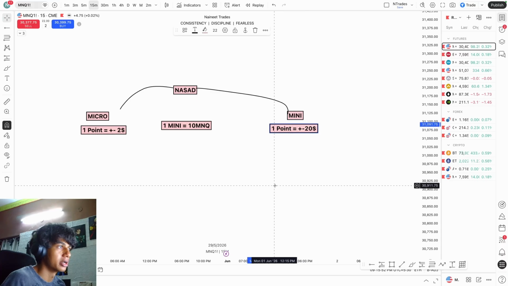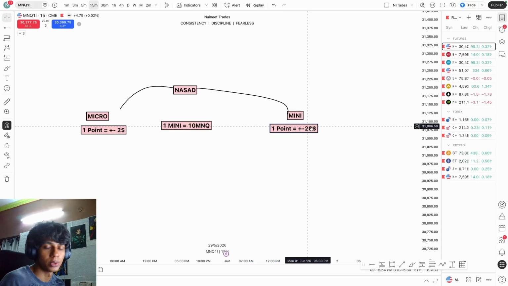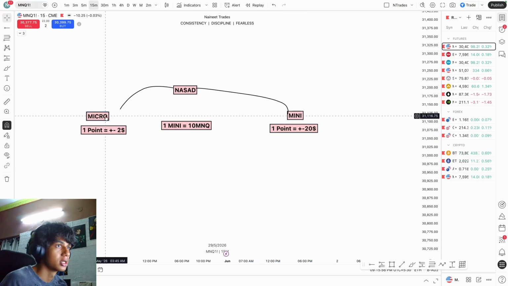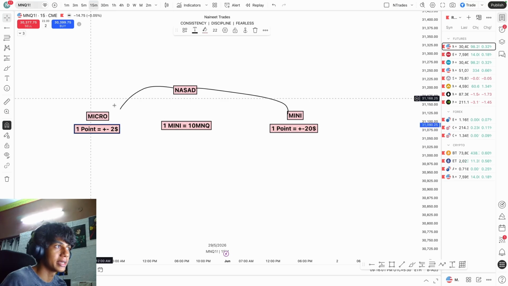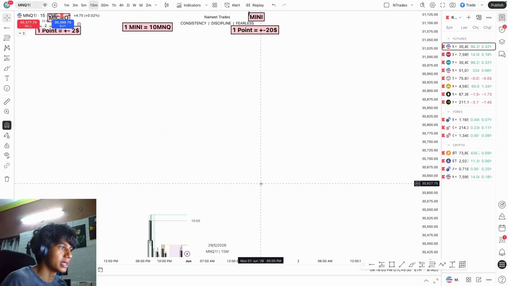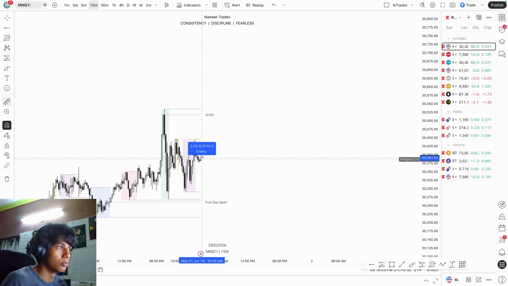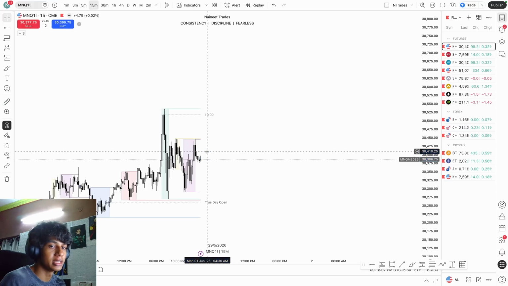इतना याद रख लेना। हर एक पॉइंट जो मिनिमम मूव करेगा, वो आपको $20 का प्लस और माइनस दिखाएगा, और हर एक पॉइंट माइक्रो में प्लस या माइनस $2 दिखाएगा। सो हर एक पॉइंट में, अगर लेट्स से आप यहाँ पे बाय करते हो और वन पॉइंट मूव होता है, तो वो आपको $20 दिखाएगा in NQ. So here you can see it's MNQ.